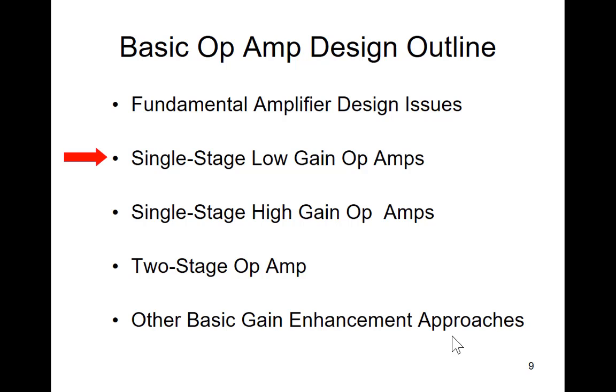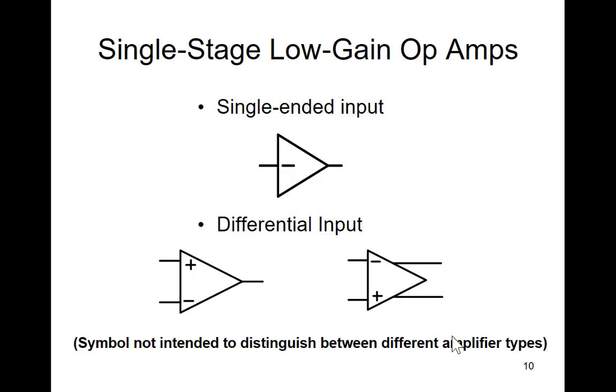So much for the fundamental amplifier design issues. Let's now talk about single stage low gain op amps. And we'll eventually talk about single stage high gain op amps and two stage op amps and other ways to increase the gain of the amplifier because we saw what was important is a high gain. So here are our three different types: single-ended input, single-ended output; differential input, single-ended output; or differential input, differential output.